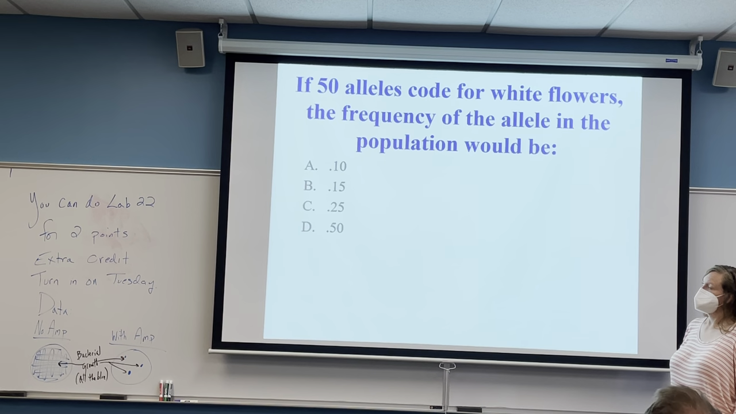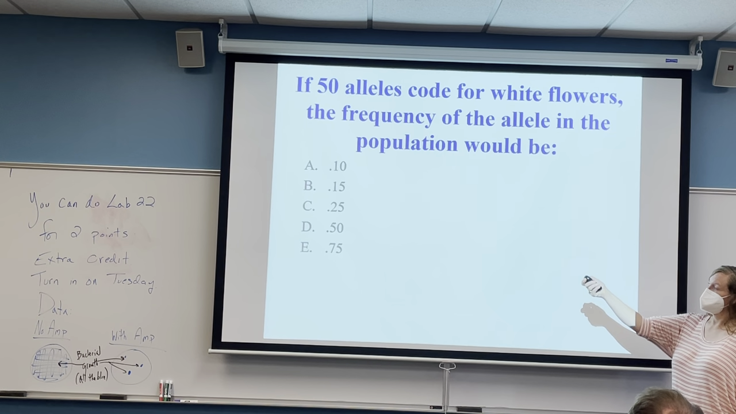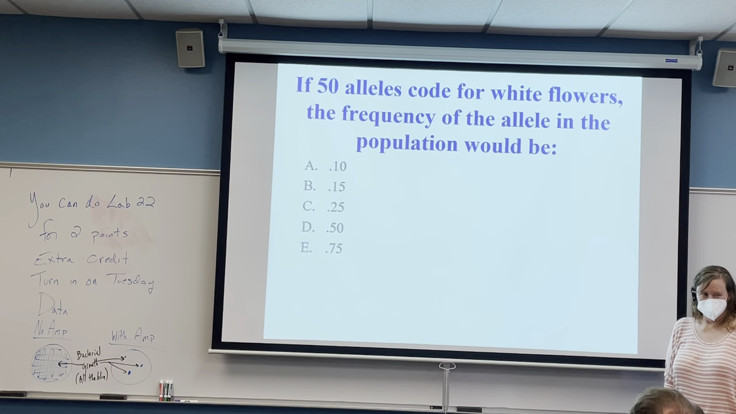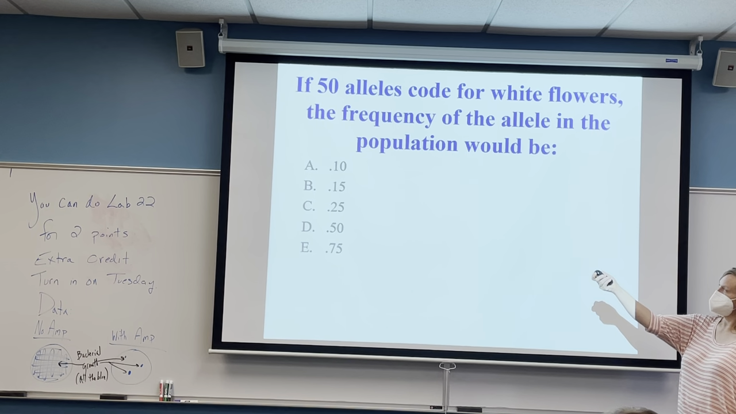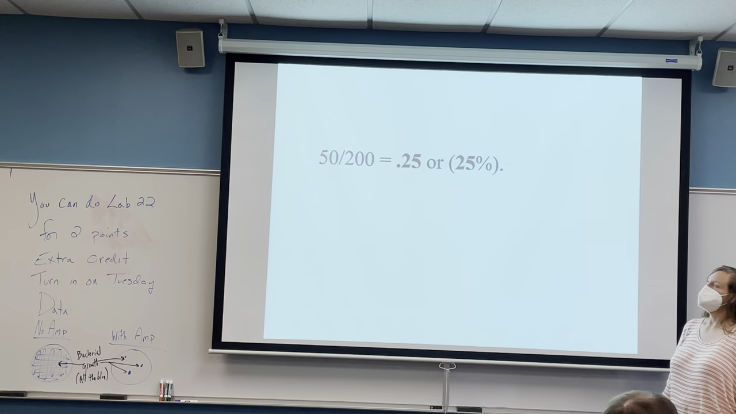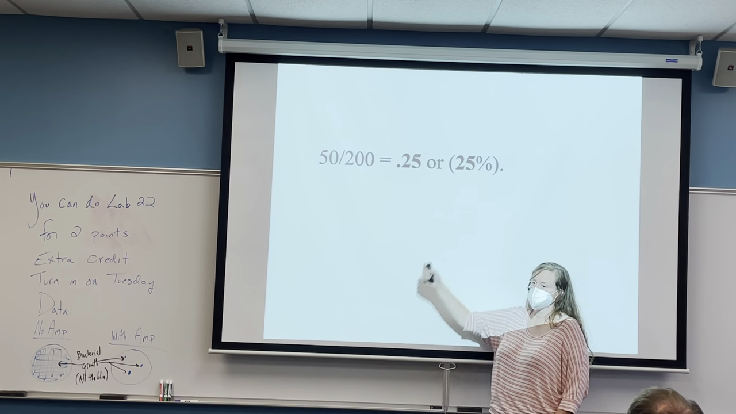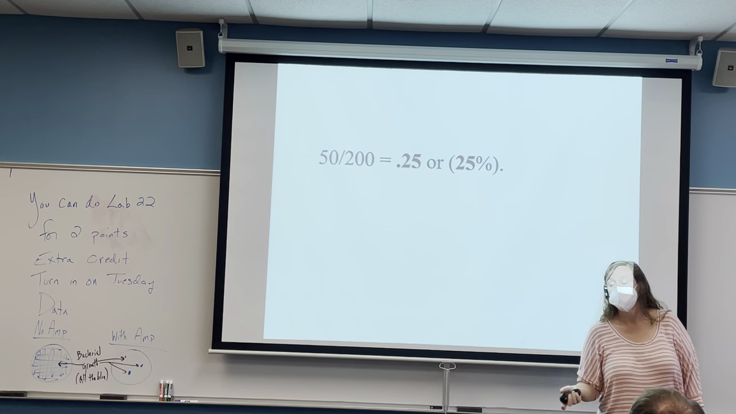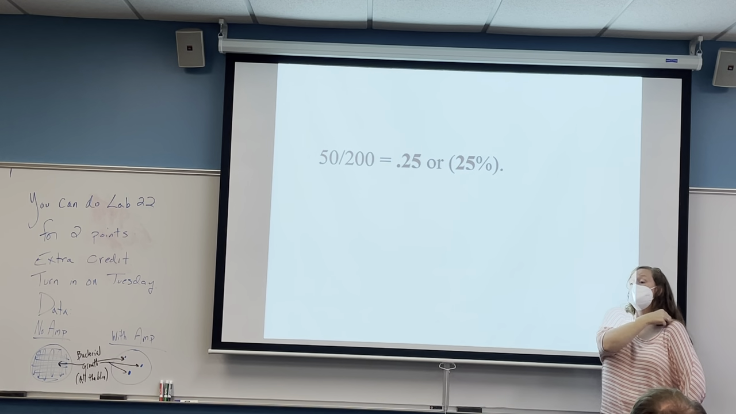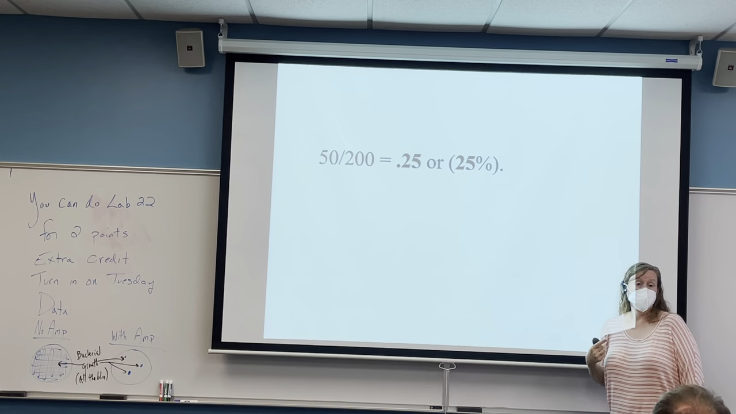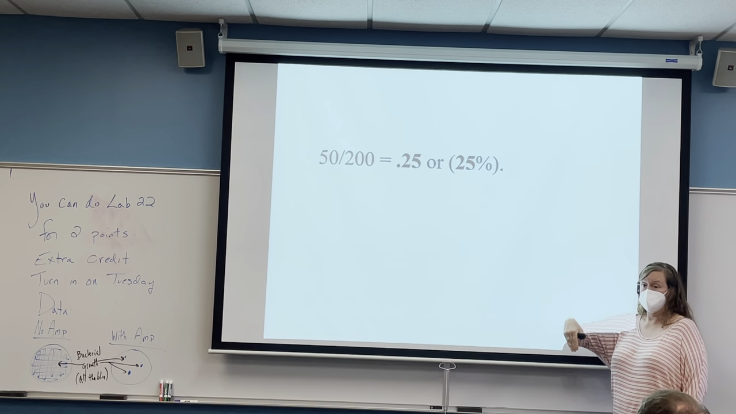So you're doing a somewhat simple calculation. You're taking 50, you're dividing by what? 200, right? So 50 divided by 200 gives you 0.25. We convert 0.25 to a percentage, we move the decimal place two places, or you multiply by 100, to get 25%. So what we know in calculating the allele frequency is that that population right now has 25% white allele for flower color.